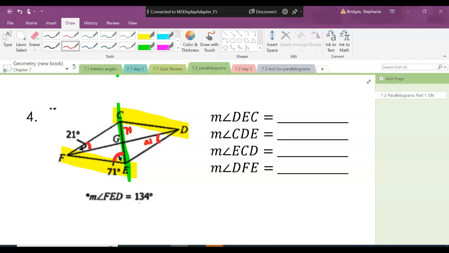All right, now let me look at the next thing that they tell me. What does it say at the bottom? Okay, so FED, I'm going to highlight that from F to E to D. That big angle there is 134. So can I find out, I'm going to put a question mark, can I find out what that angle is? Yes. The whole thing is how much? 134.